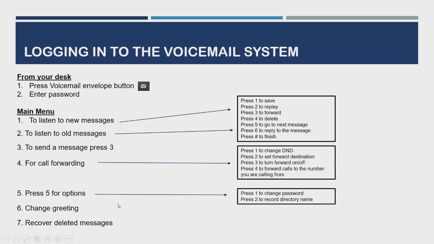Pressing option 5 is called additional options, where you can change your password or record your directory name. 6 is access to your greetings menu, where again, you can go in and record a single greeting, multiple greetings, or manage your greetings from here, including telling the system which greeting you want to have play.